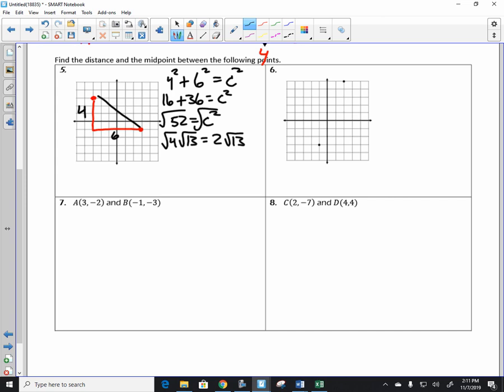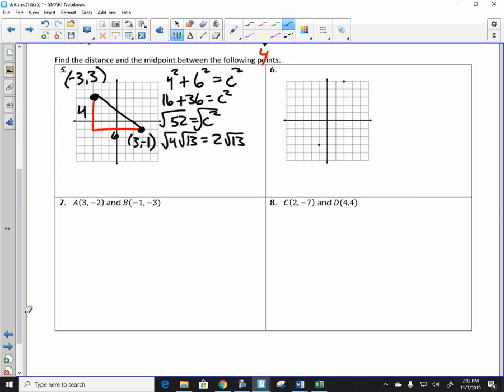So with this problem, it says find the distance and the midpoint. We just found the distance. Now I'm going to find the midpoint. You've really got to think about the coordinate. What is this coordinate right here? -3, 3. What is this coordinate right here? 3, -1. So if you want to find the midpoint, you add the x's and divide by 2. Add the y's, divide by 2.